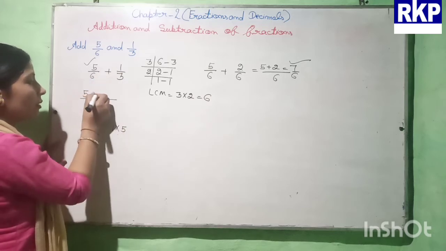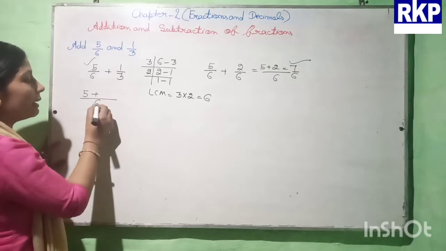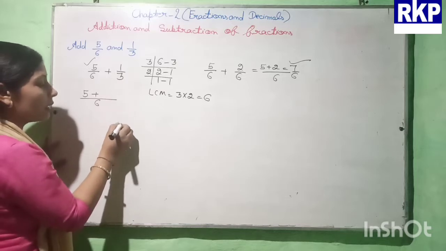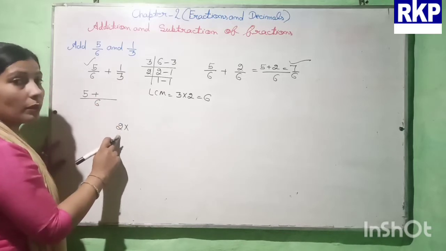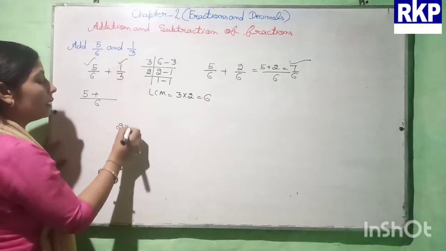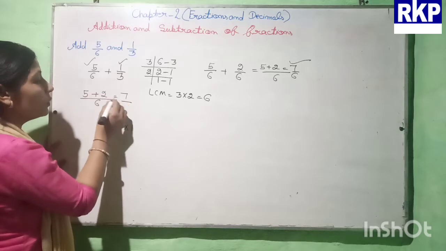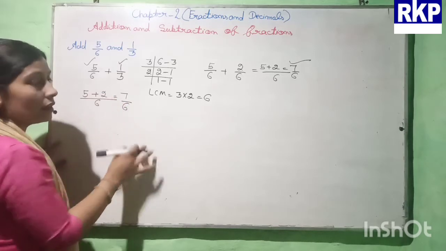Now here the sign of addition. Now again we have to divide this by the denominator of this fraction. So here we will get 2. Okay, and here we have to multiply this with the numerator. So 2 ones are 2. So 5 and 2 is 7. 7 by 6 will be our answer.